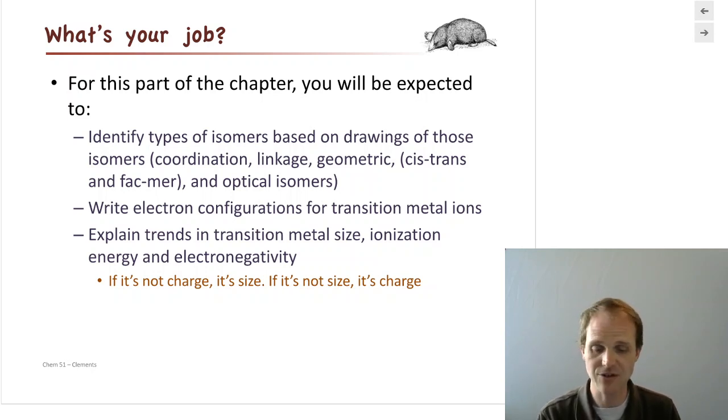You should be able to write electron configurations for transition metal ions, and you should be able to explain trends in transition metal size, ionization energy, and electronegativity, not so much. But remember, if it's not charge, it's size. If it's not size, it's charge.